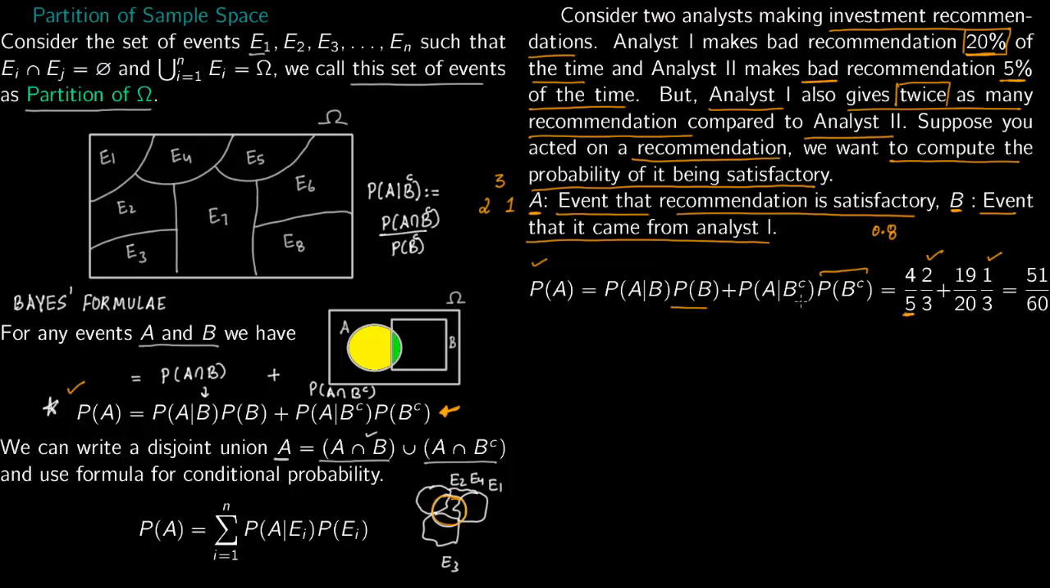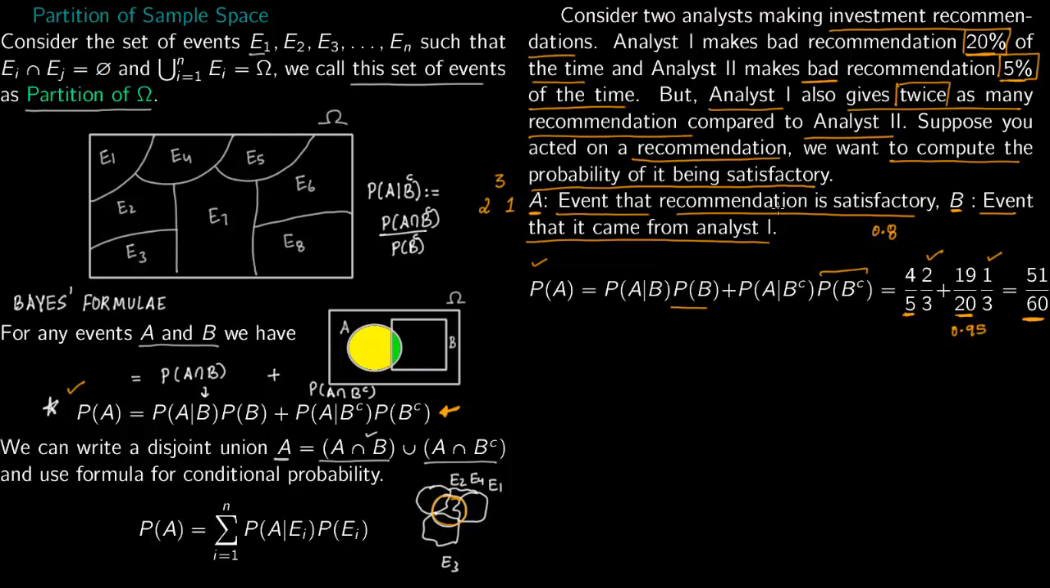Now probability of A given B complement. So the recommendation is satisfactory, and B complement means it came from analyst 2. That comes with 95%, because this person makes a bad recommendation 5% of the time. So 95% of the time he makes a good recommendation. Instead of 0.95 we write 19 by 20. So you now just do the algebra, you get 51 by 60. This is the probability that your recommendation will be satisfactory.